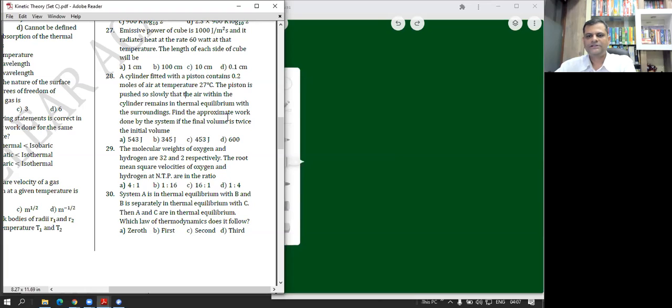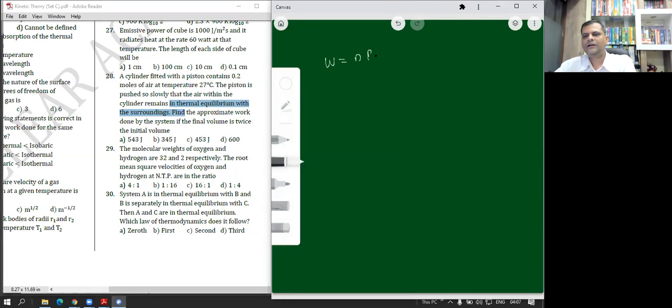It's again a very easy question because you have to find out the work done in this process. And it is given that the system is in thermal equilibrium with the surroundings. What does it mean? That the process is carried out at constant temperature. That means it's going to be an isothermal process. So what is the formula for work done in an isothermal process? You already learned it. It is simply nRT into log of V2 upon V1 to the base e.